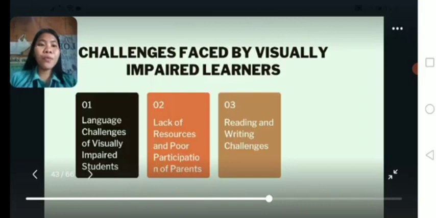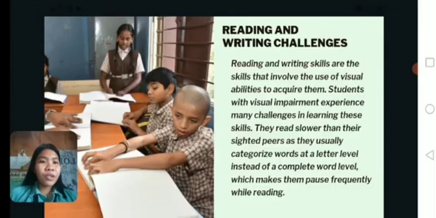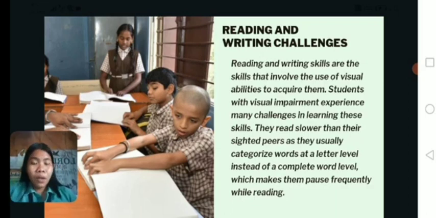So another challenge we have is the reading and writing challenges. Reading and writing are skills that involve the use of visual abilities to acquire them. Students with visual impairment experience many challenges in learning these skills. They read slower than their sighted peers as they usually categorize words at a letter level instead of a complete word level, which makes them pause frequently while reading.